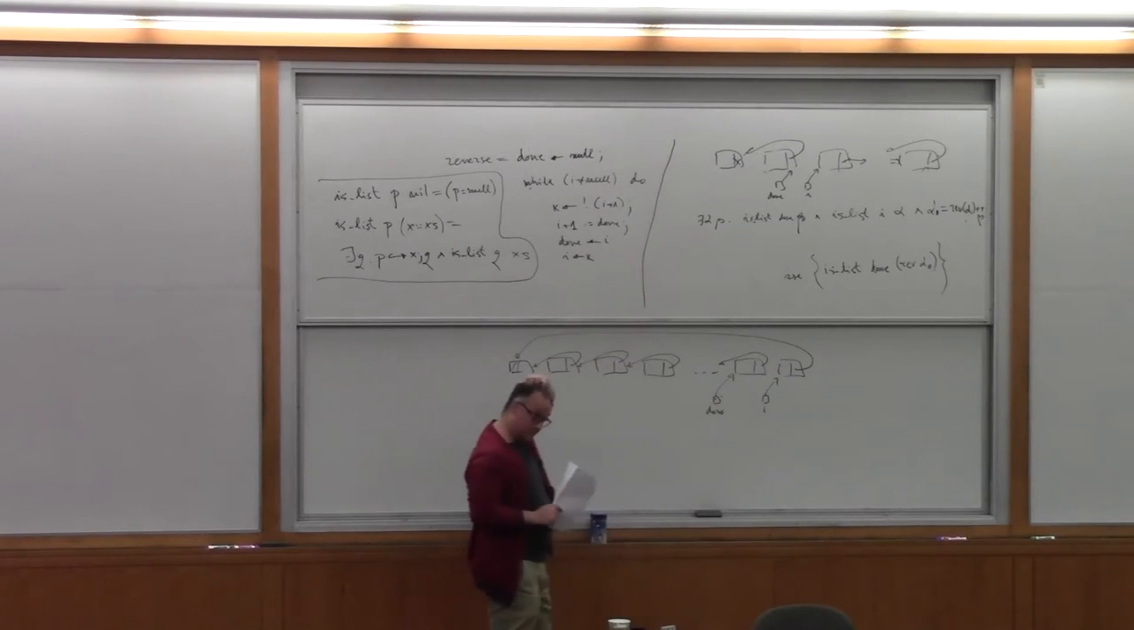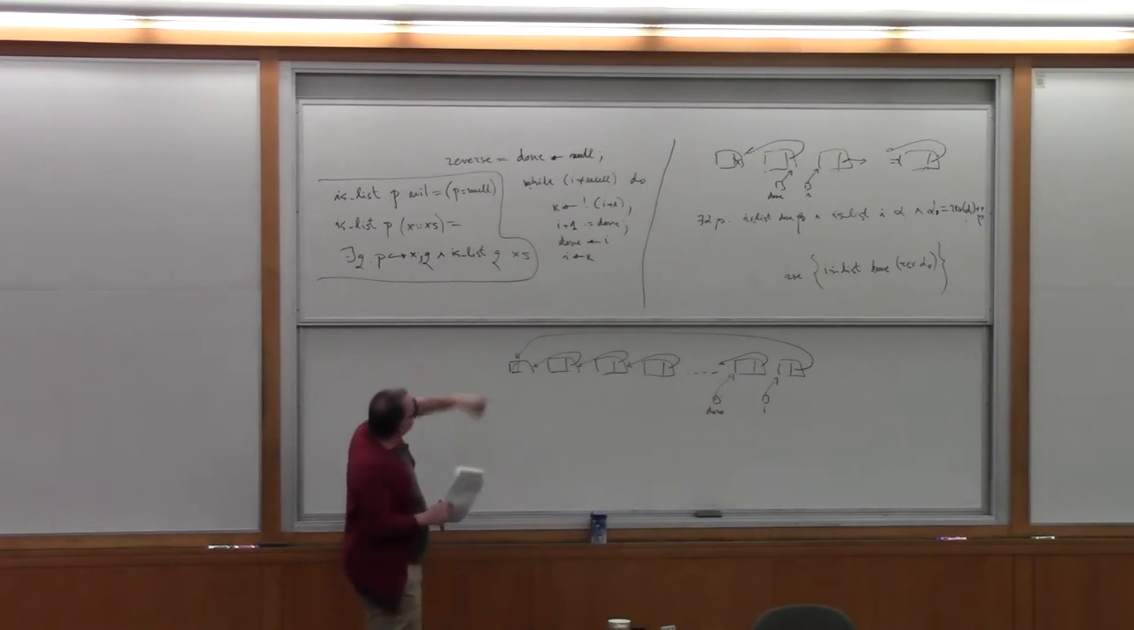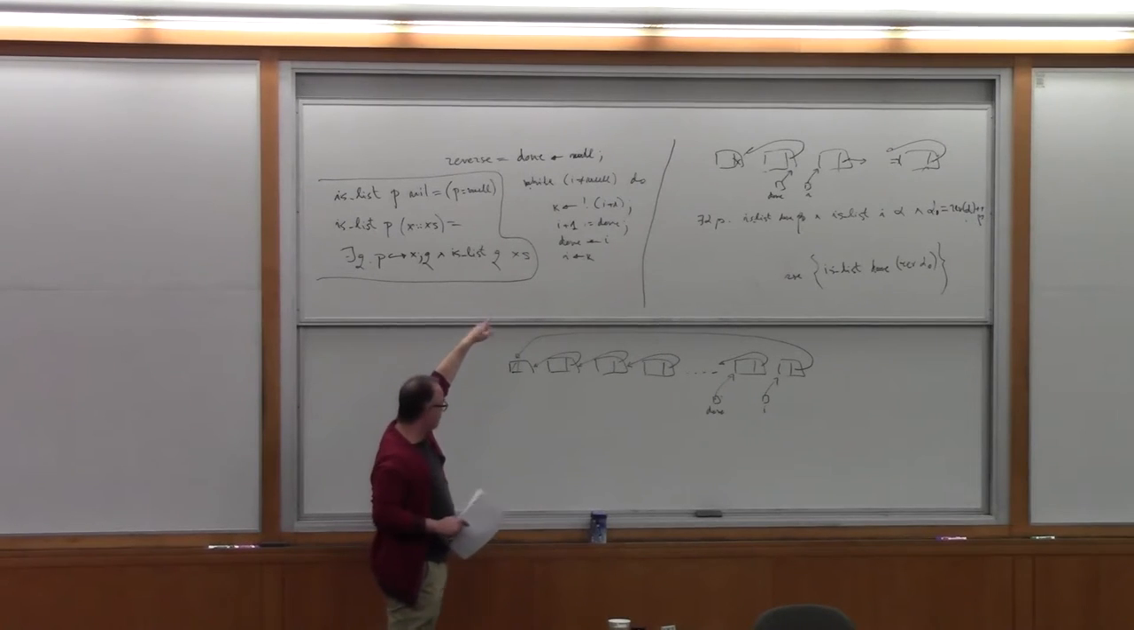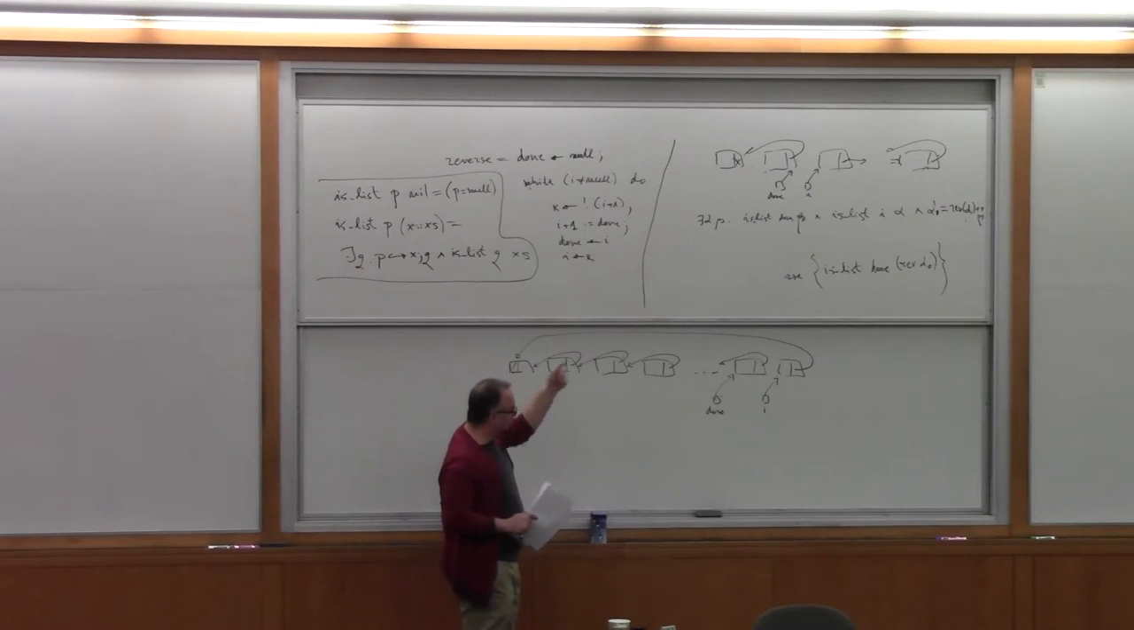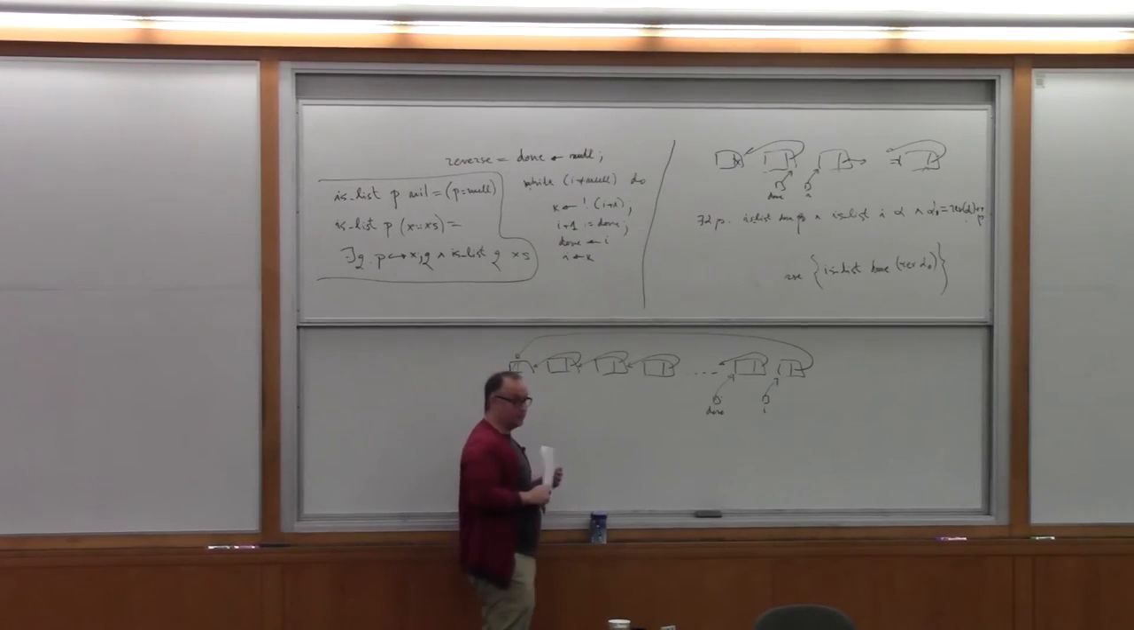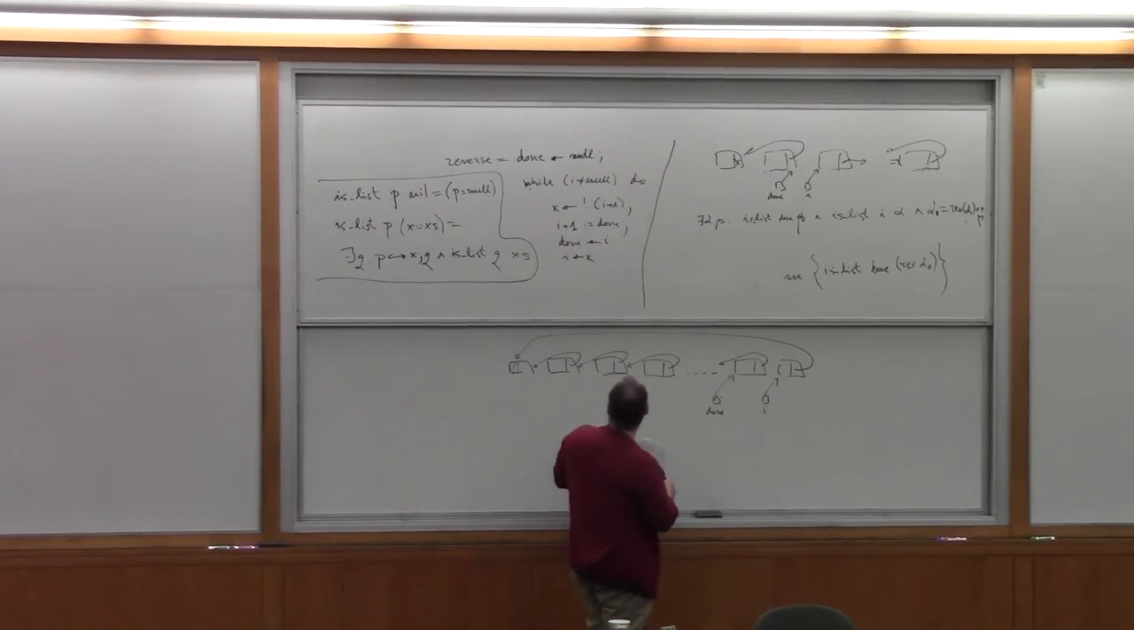So that thing holds. But if you actually try to run the loop, run the body of the loop twice on this thing, you will get a situation which is not describable by this predicate. So that thing is not a loop invariant. Let's try just to run it. Okay, so what do we do?